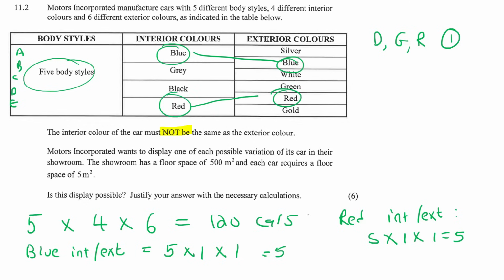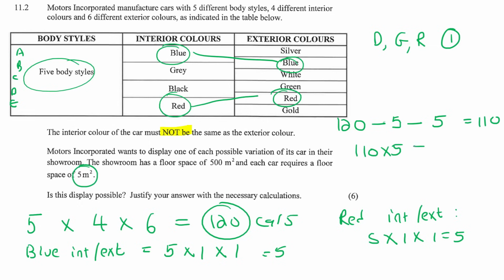Okay, so we're going to take 120, which is the total number of variations if we didn't care about the interior and exterior being the same. Then we're going to minus the cars that are blue interior, blue exterior, and we're going to minus the cars that are red interior, red exterior, and that's 110. So there's 110 cars. Each car needs 5 square meters. That's going to give you 550 meters squared. That won't work because they only have a space of 500 square meters. So we'll say, therefore, display not possible.